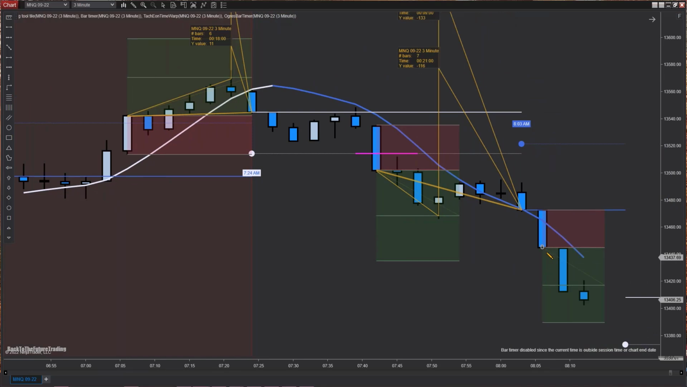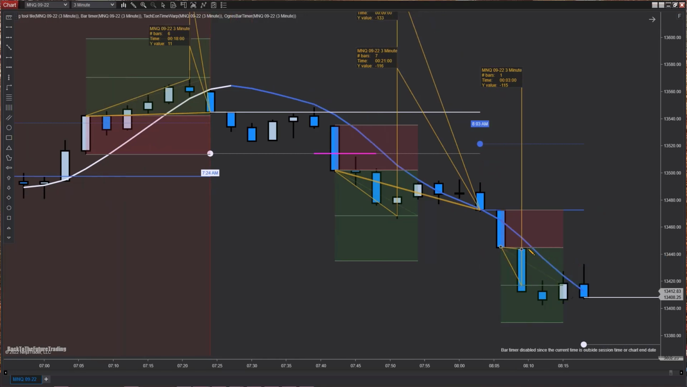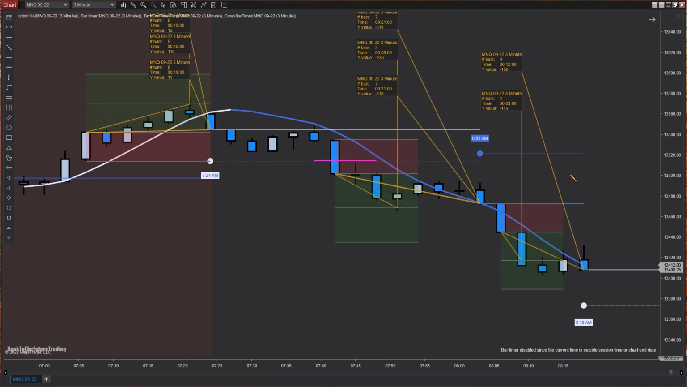Target 1. Must feel like I need some music. Target 2. Nope, we do not get stopped out at break even. We close both remaining positions at the 8:18 signal candle.